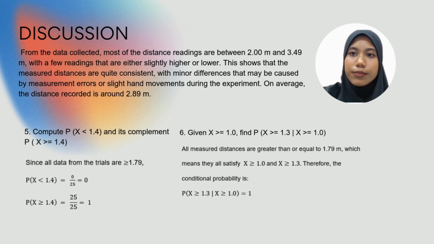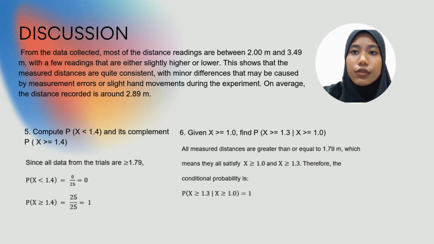For the discussion part, based on the data we collected, most of the distance readings fall between 2 meters and 3.49 meters. There are a few values that are slightly higher or lower, but overall, the measurements are still consistent. Any small differences probably happen because of normal measurement error or maybe slight hand movement during the experiment. So in general, the average distance we recorded is about 2.89 meters.